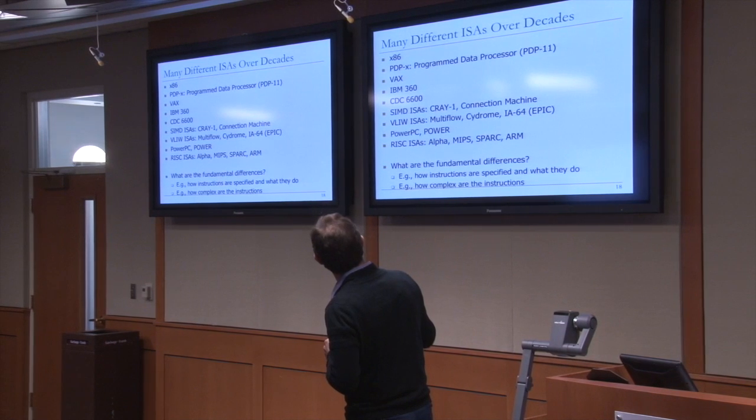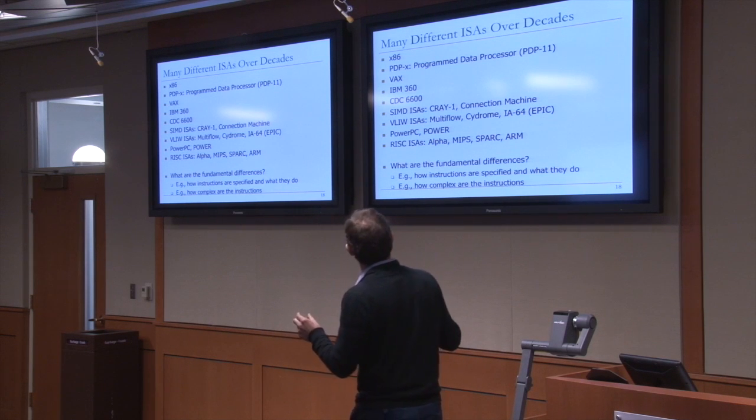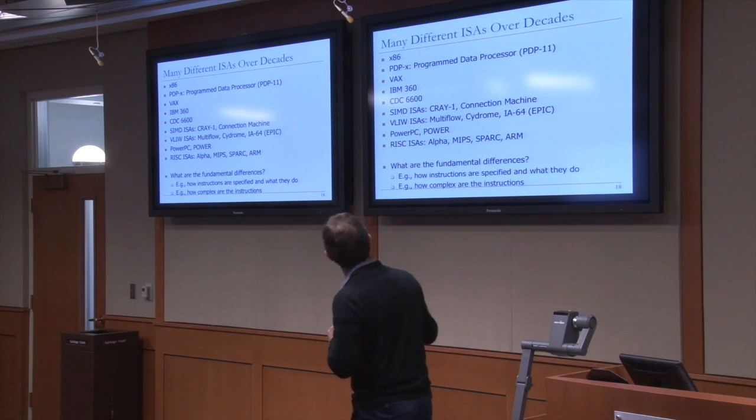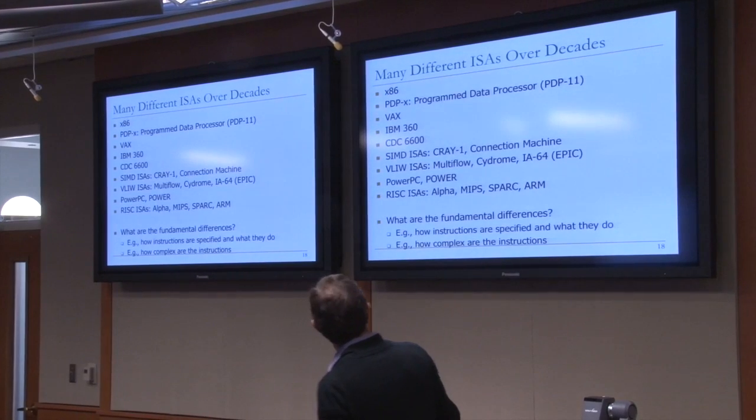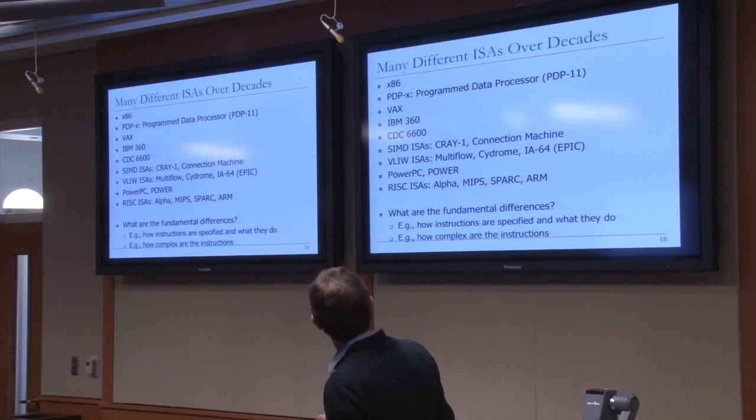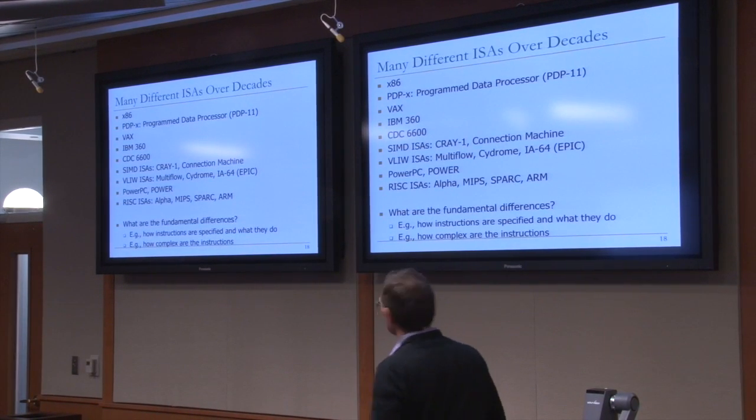But not all ISAs are the same. There are some ISAs that are VLIW, which we will talk about. Basically, you can have multiple instructions as a bundle, and the programmer specifies that. And there are some other ISAs that have SIMD that are much more data parallel. So what are the fundamental differences between these ISAs? There are lots of them, actually.